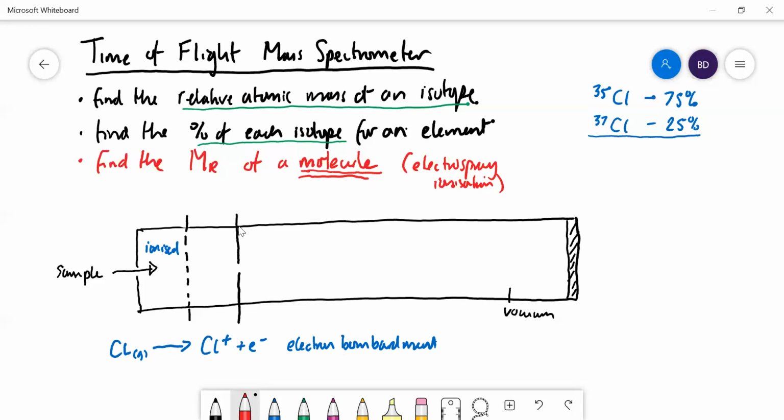So what we're going to have here is a load of ions being made. Now in this second bit here, you've got a voltage across here. So this is going to be negatively charged, and this is going to be positively charged. And it's several hundred volts. Okay, so it's an electric field. So what's going to happen to positively charged ions in here? Well, they're going to be attracted towards this negatively charged plate. They're going to accelerate.